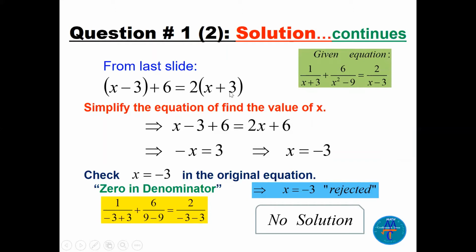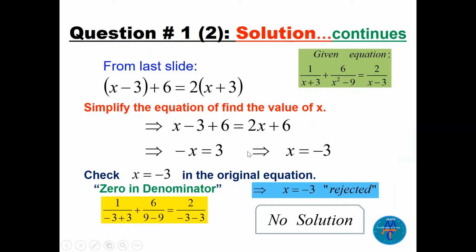Now, we continue from the last slide, x minus 3, there is a 6. Distribute here, 2x plus 6. So bring 2x on the other side, becomes minus x. And this one becomes 3. Multiply with minus, x will be minus 3. Remember, we have a variable in the denominator, we have to check.